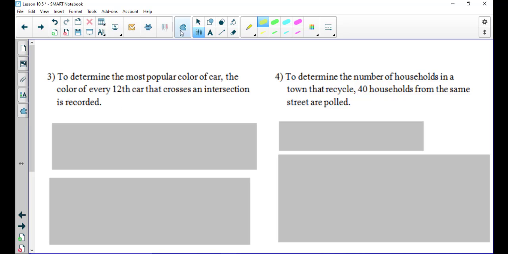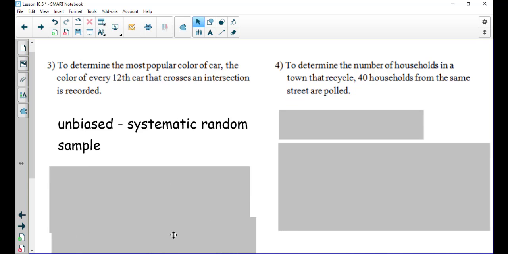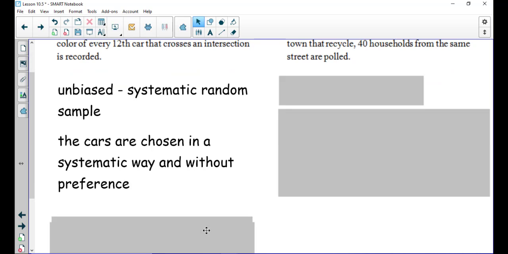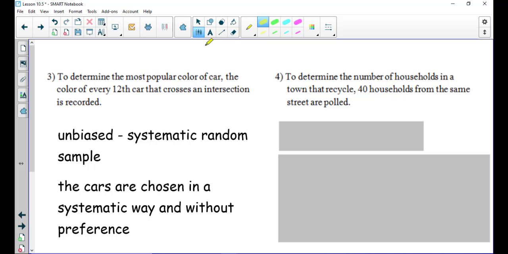All right, number 3. To determine the most popular color of car, the color of every 12th car that crosses an intersection is recorded. This is actually going to be unbiased, and this is our systematic random sample. And it comes from the fact that every 12th car, so we're not choosing that car with any sort of preference. It's not really randomly selected, but it is in a systematic way, so it's chosen without preference. So we're not saying, hey, only the first car at every intersection or only the last car. It's just every 12th car that crosses an intersection is recorded. So again, that's going to be a systematic random sample.